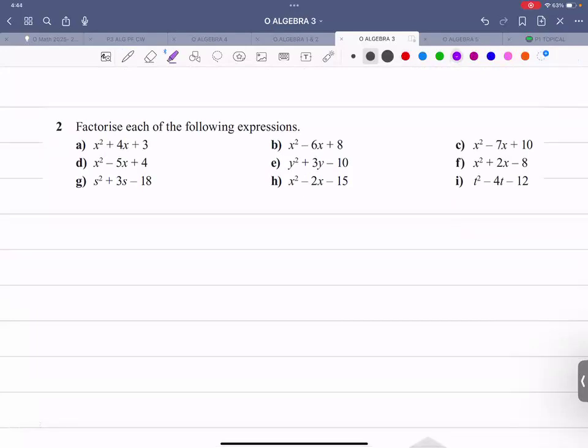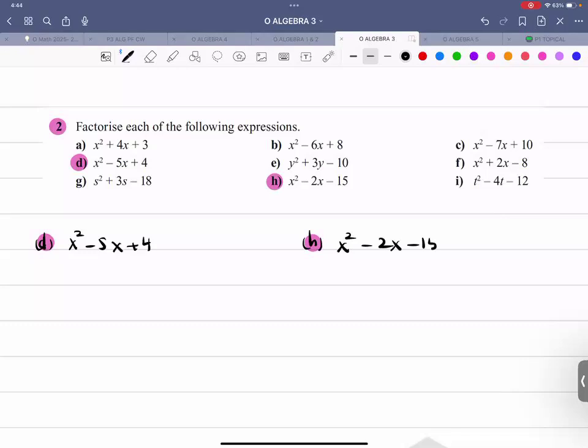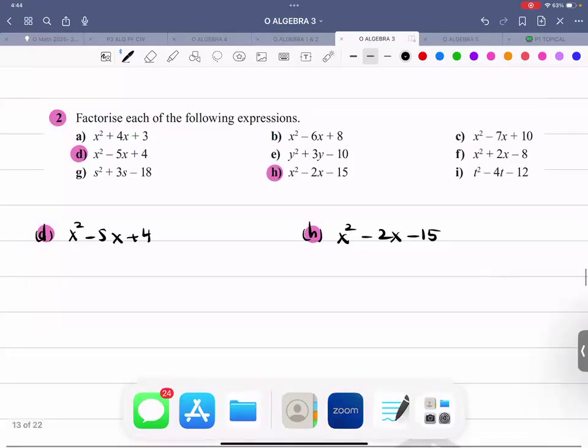Let's try out something different. Question 2, something with a negative, d and h. So d and h, you try it out. I'll just write it down first. So this is d. That is x squared minus 5x plus 4. And this is h, x squared minus 2x minus 15. I'll just pause the recording.